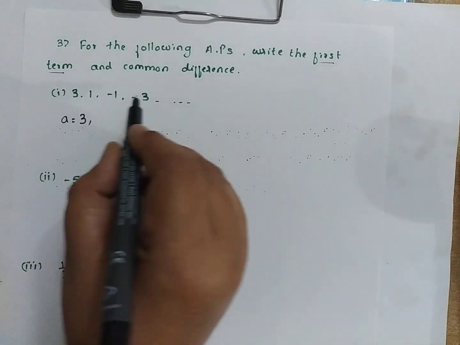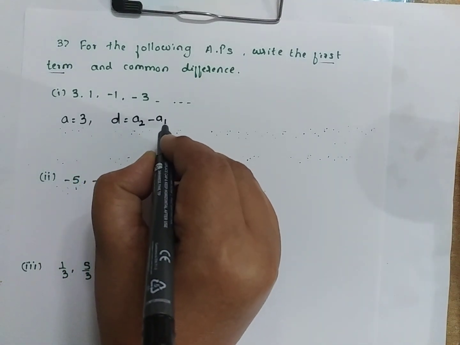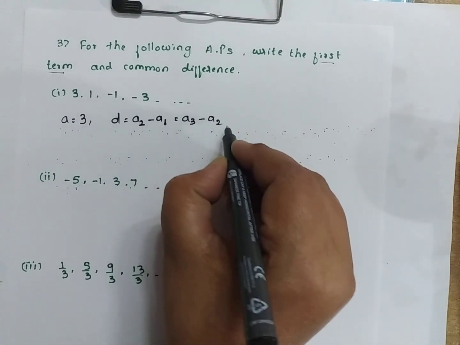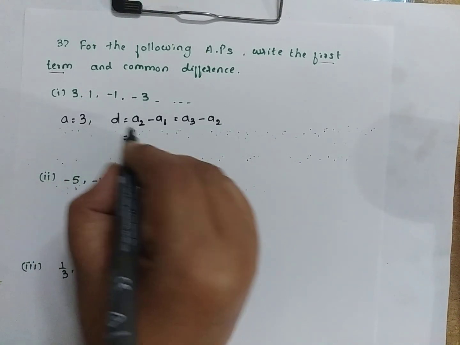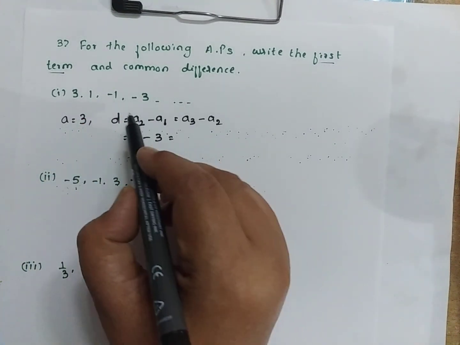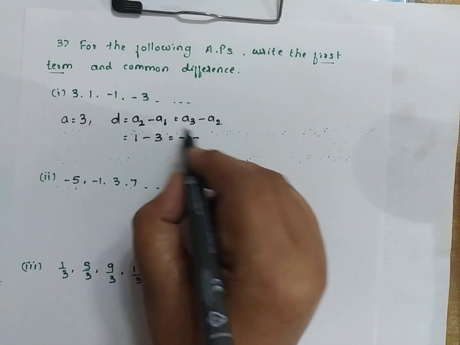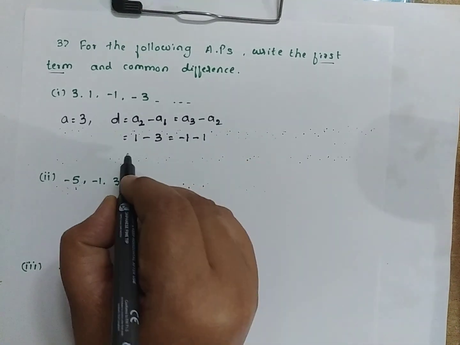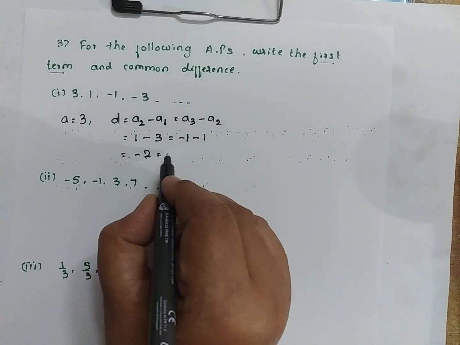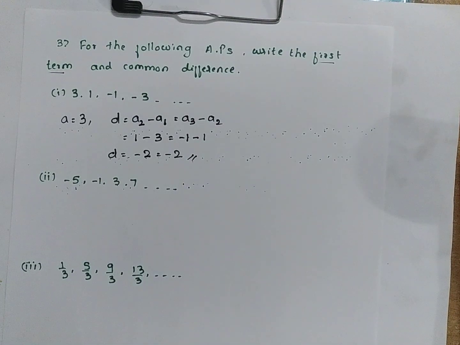So in the first arithmetic progression, a is 3. This is the first term. And how do you find the common difference? d equals second term minus first term, and it should be equal to third term minus second term. That is a2, how much? 1, and a1 is 3. Similarly, a3, the third term, is minus 1 and a2 is 1. What is the answer? 1 minus 3 is minus 2, equal to minus 1 minus 1, minus 2. So the common difference is minus 2.